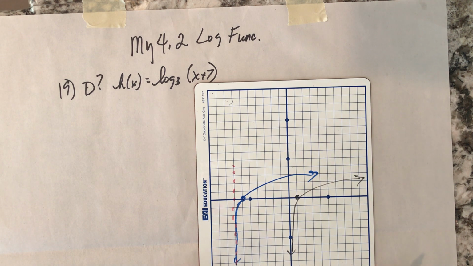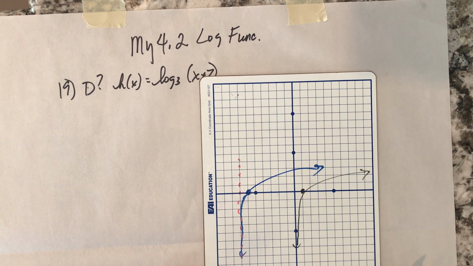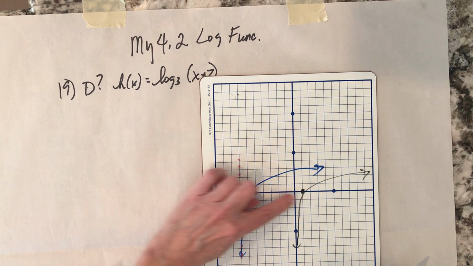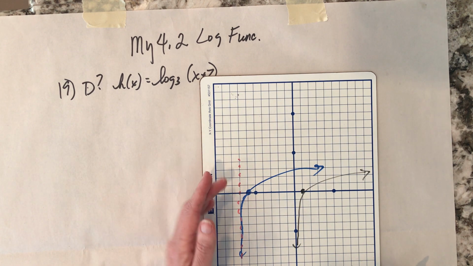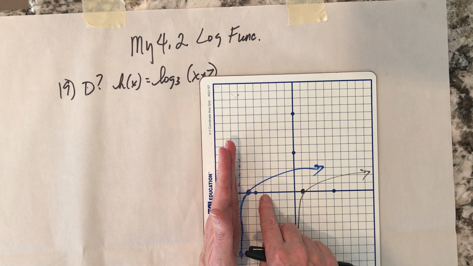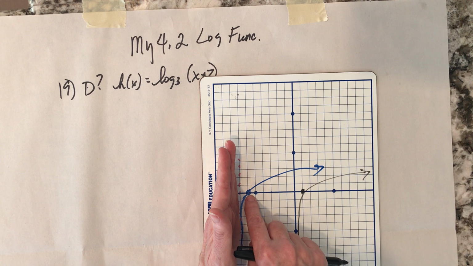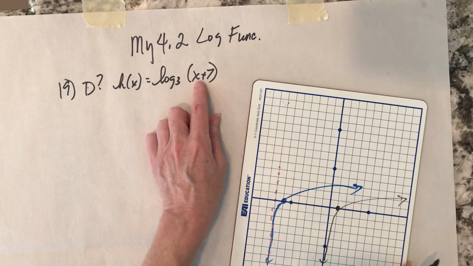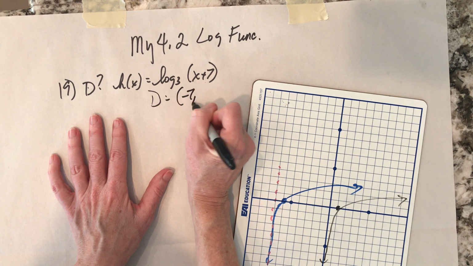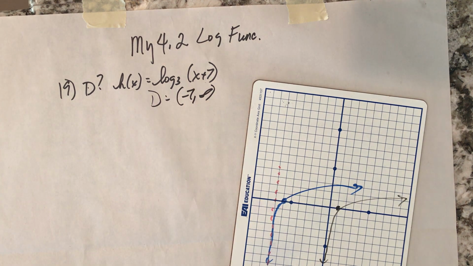So they're asking you for what is the domain. The domain of this thing is going to be what the blue one uses up on the x-axis. It starts right here: -1, -2, -3, -4, -5, -6, -7. That number matters. That's where it starts. So the domain begins at -7 and goes on out to infinity.